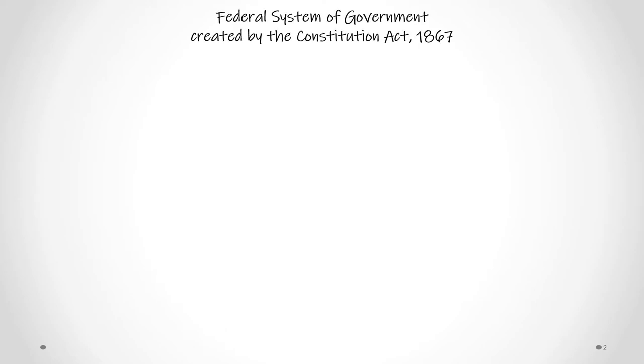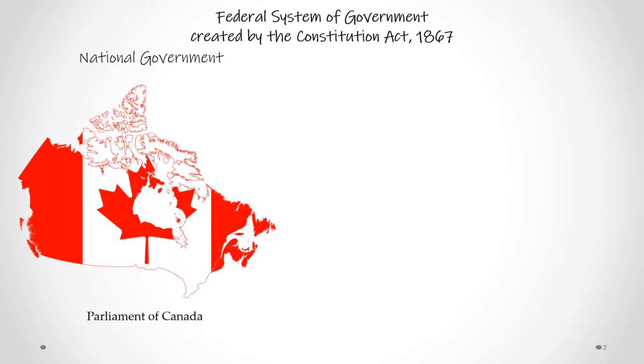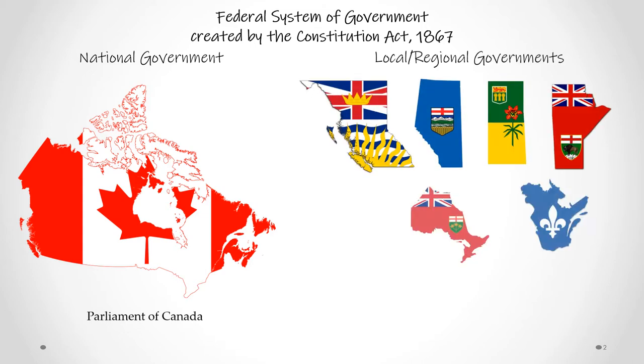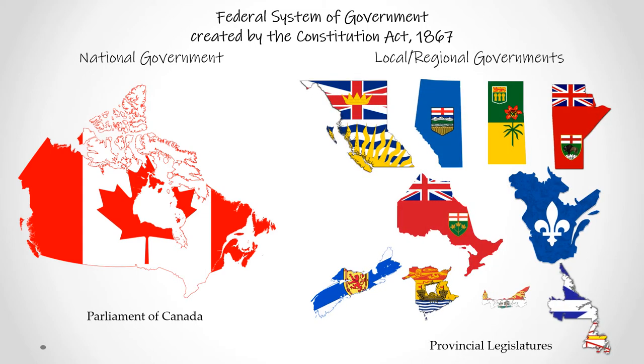In Part 1, we talked about how the Constitution, or specifically the Constitution Act 1867, creates our federal system of government. So that government is made up of two levels. We have the national government, being the Parliament of Canada, and local or regional governments that we call provincial governments, that each have a provincial legislature. To have that kind of system, we need rules that allocate specific lawmaking powers to each level of government.